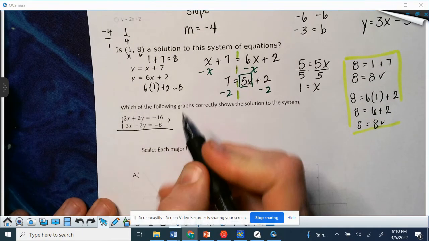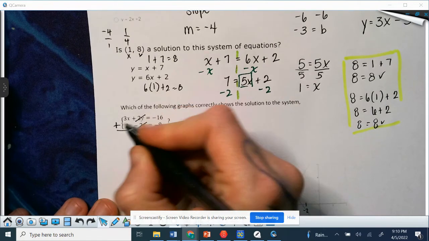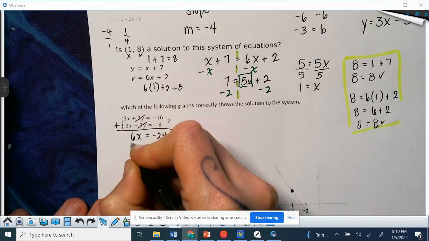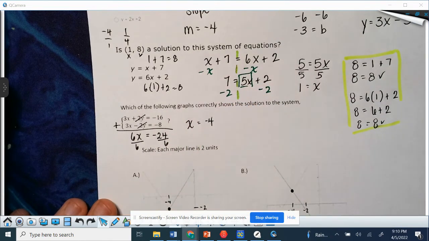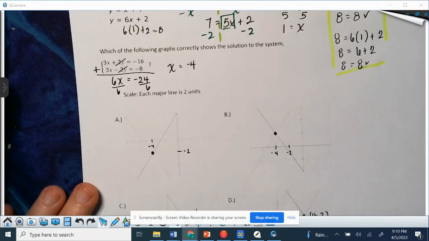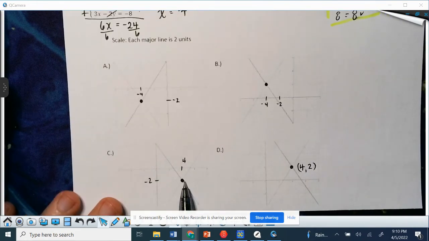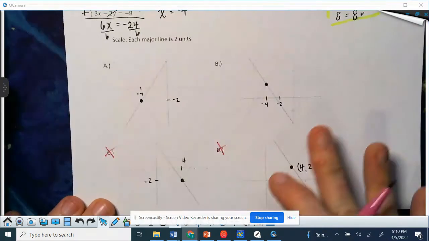We go up here and we go to solve this. We do have a matching pair that are opposite, so these are going to cross out, and then we're just going to add straight down. So 6x equals a negative 24. Divide by 6. x is equal to a negative 4. So I can already tell you that it's not C and it's not D because both of those are positive x values. So C and D are off the board for options. So now it's between A and B.